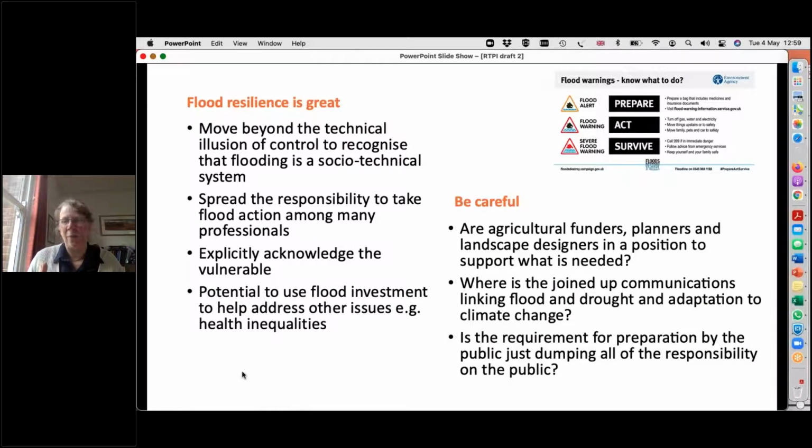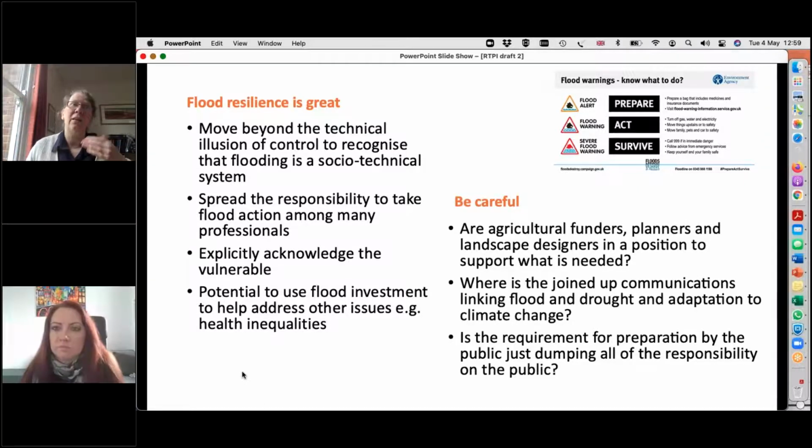Ultimately then we're left with a bit of a dilemma in a way. One perspective, probably the one I favour, is that this move towards flood risk management and flood resilience is really good. Certainly, I think it's useful to move beyond the technical illusion that we can control flooding, to recognise it's a socio-technical system, there are human influences on it, and that we need to take some responsibility for trying to influence those. But through doing that, it's trying to spread the responsibility beyond the flood risk managers to many different professionals. And there's a limit to what anyone can do, and that's a challenge.